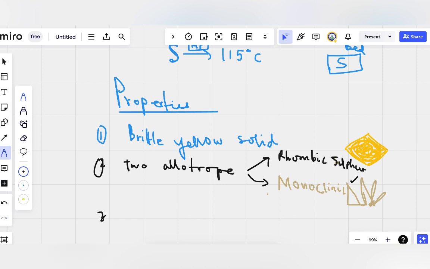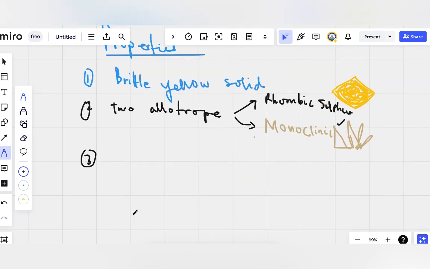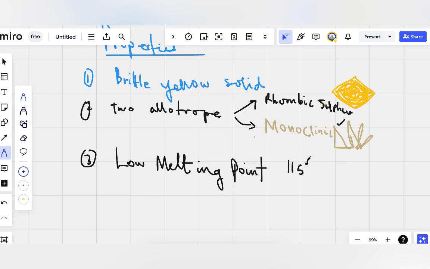Now let's go to the third property of sulfur. What's the third property of sulfur? We say it has a quite low melting point. We can just say low melting point, right? You know, some solid substances have melting points that go up to thousands of degrees. So for this one to just be 115, for a solid to melt at 115 degrees, it's still considered a low melting point. Sulfur has a low melting point of 115 degrees Celsius. So it's considered low somehow. Okay, so that's another property.